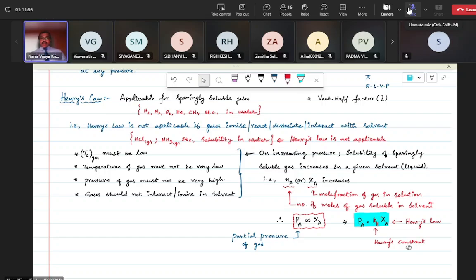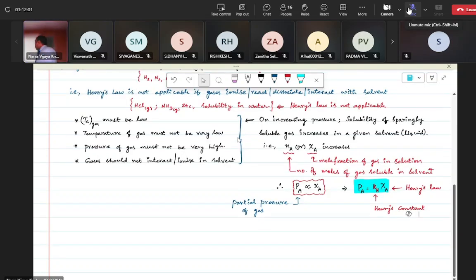That KH is called Henry's constant. Now tell me, what are the units of KH? What are the units of pressure? Atmosphere. What are the units of mole fraction? No units. Then what are the units of KH? Atmosphere. So KH has the units of pressure. So under Henry's constant, I am writing atm. Will you understand? Any questions?